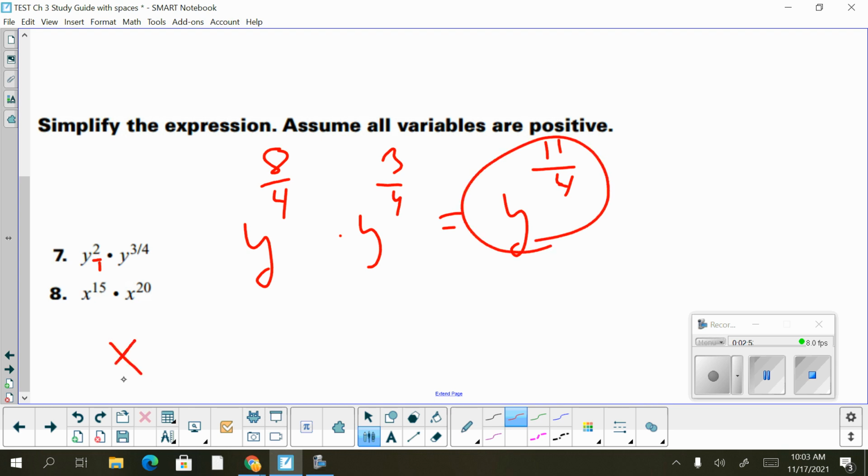Finally, number 8 is so easy. I'm not even sure why it's on here. You just add your exponents. I think any 8th grader could do that problem.